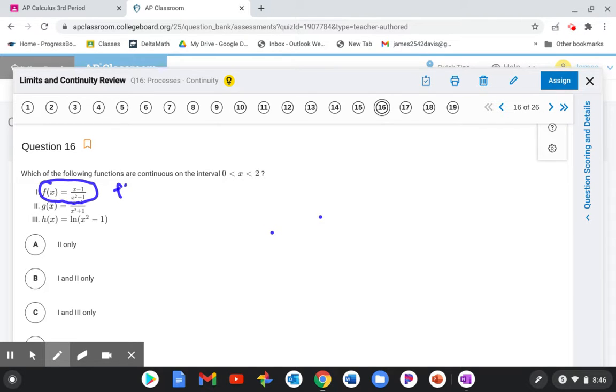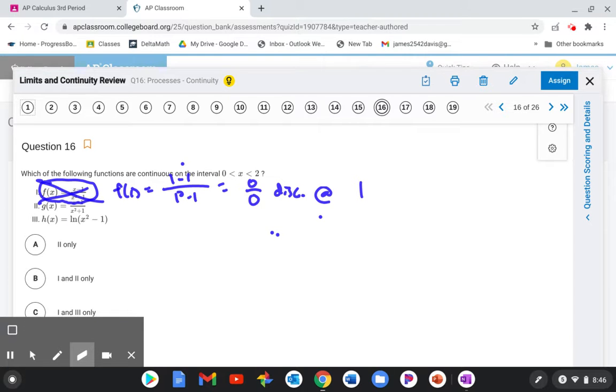If you plug in 1, f of 1, well, that's going to become 1 squared minus 1 on the bottom, 1 minus 1 on top. So it'd be 0 over 0. So that is definitely discontinuous at 1. So that one we can rule out. Notice that this is not a calculator question, so you can't just plug these into your calculator either. Cross that one out.